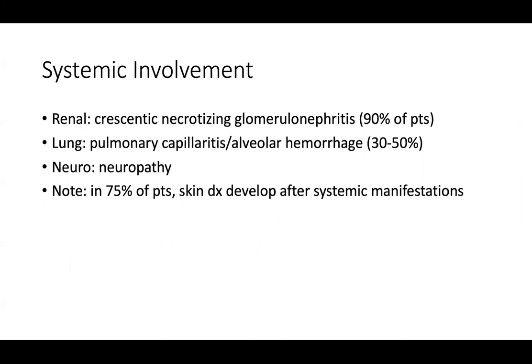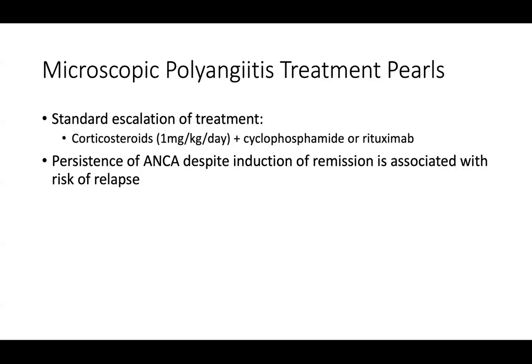You can have systemic involvement with all of the organs we've already talked about. So of course, renal, lung, neuro, and in 75% of patients, the skin disease develops after the systemic manifestation. So in many cases, the skin will be what brings the patient for the evaluation, and they've already had organ dysfunction caused by the disease.